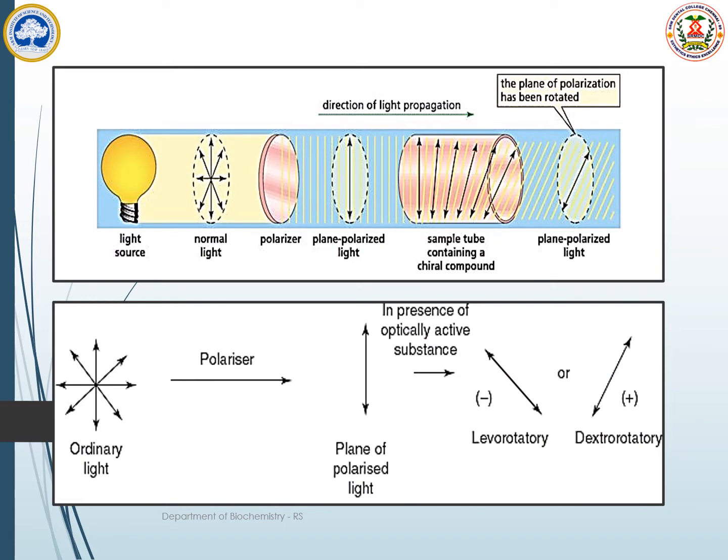Here are the pictures showing the optical isomerism, or the optical activity, of the sugar. When light is passed through the sugar solution, the sugar can rotate the plane polarized light either to the right or left. When the sugar rotates the plane polarized light to the right, it is called dextrorotatory and represented with a plus sign. When the sugar rotates the light to the left side, it is called levorotatory, represented by a minus sign.